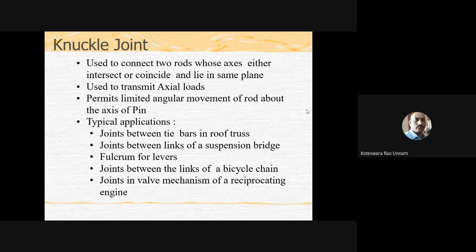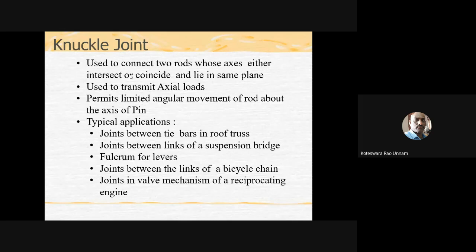So in all those joints, the axes of the two connecting rods coincide, whereas the knuckle joint will permit a slight misalignment in the axis of the rods also. That's why this knuckle joint is used to connect two rods whose axes either intersect or coincide. A small angular misalignment is also permitted in the knuckle joint. So that is the difference.